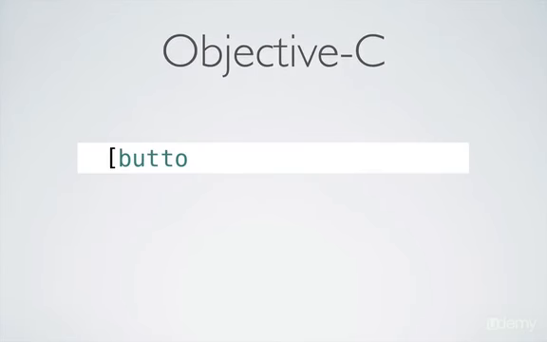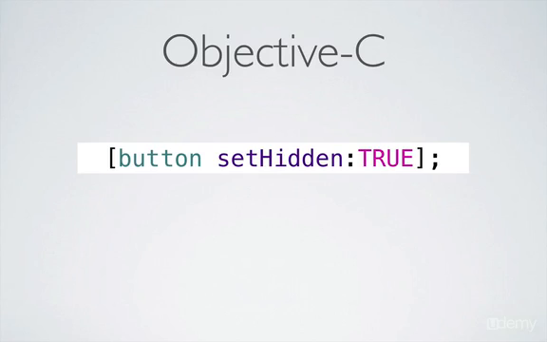Here's a line of real Objective-C code. Button set hidden true. Can you guess what it does?